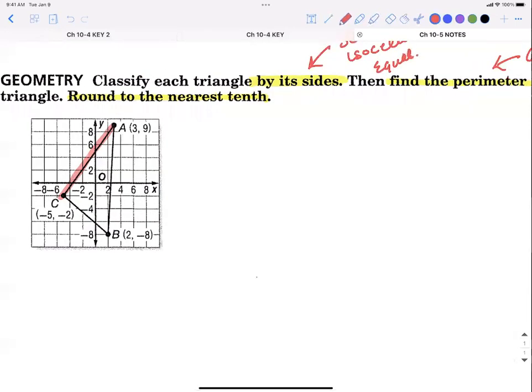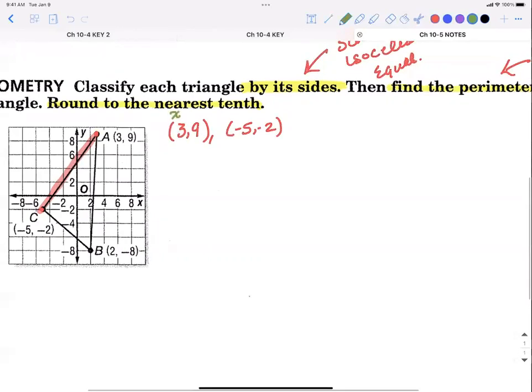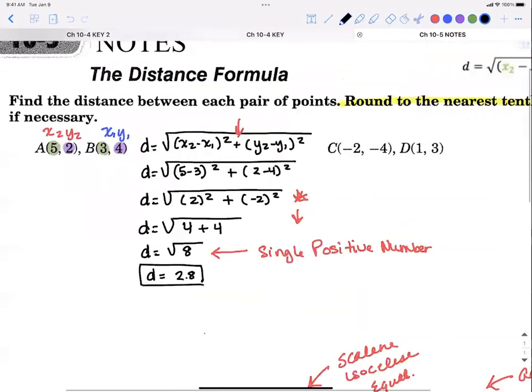So on the red line, that red line from A to C, I'm going to use the A coordinate of 3, 9, and I'm going to use the C coordinate of -5, -2. And now I'm going to use the distance formula to find the side length of the red side. So I'm going to label my x and y here. I've got x2, y2, x1, y1. And now I'm going to start plugging in. So distance equals, and then underneath the radical, I've got my change in x's.